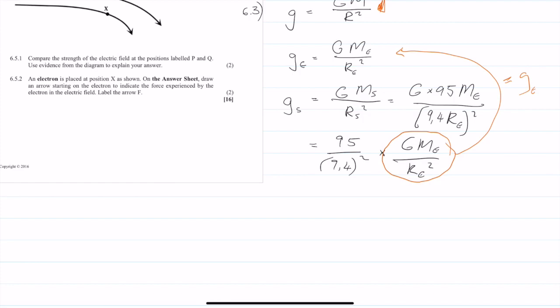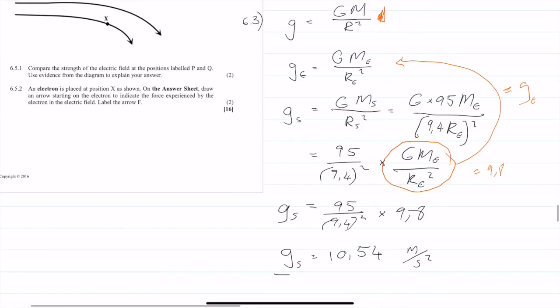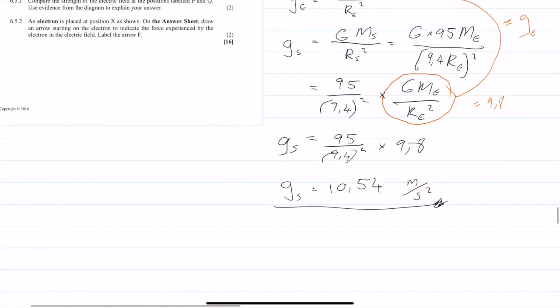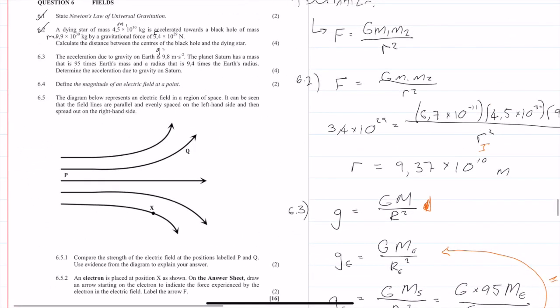Which is equal to 9.8. So we can say that it's equal to 95 over 9.4 squared times 9.8. If we plug that into our calculator, we get a value of 10.54 meters per second squared. That's the final answer. And we get 4 marks for that.